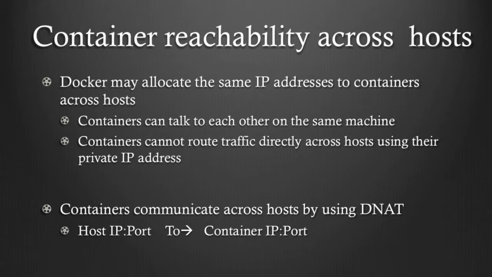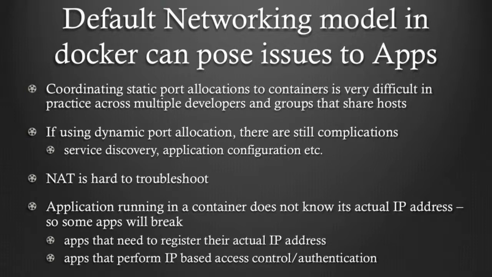So, container reachability. Since Docker allocates the same IP addresses to containers, containers can talk to each other on the same machine, no problem, but traffic cannot be routed directly across hosts using their private IPs. So containers communicate across hosts using DNAT. The host IP and port is translated into container IP and port by Docker. So this can pose problems for apps. It's a pretty hard problem now.